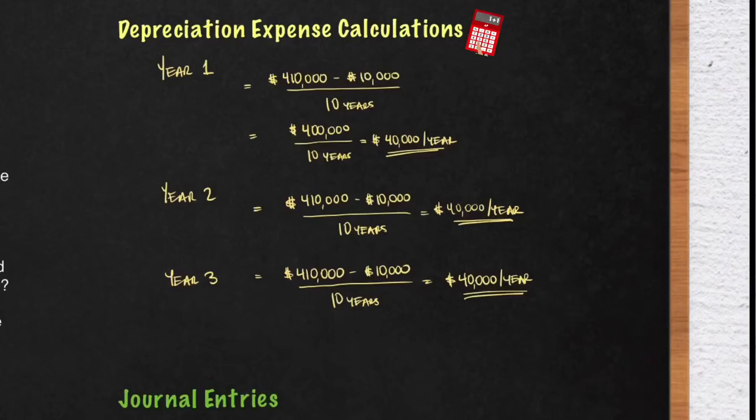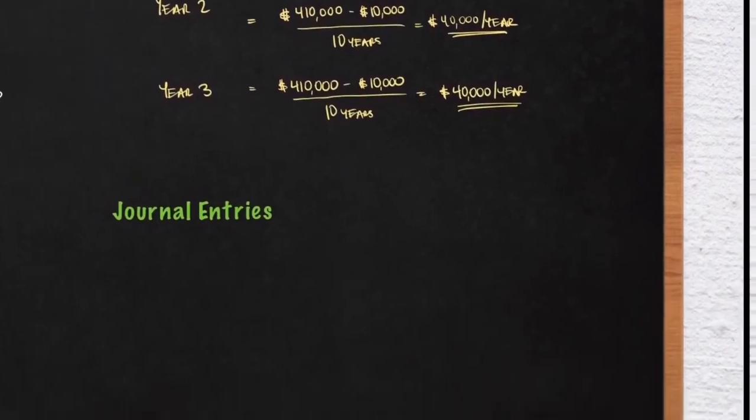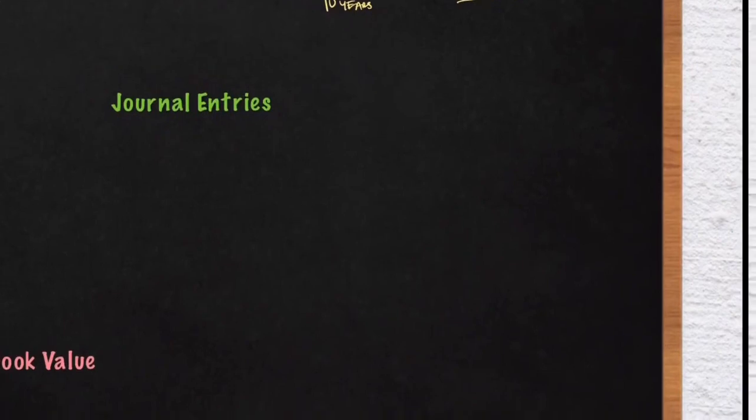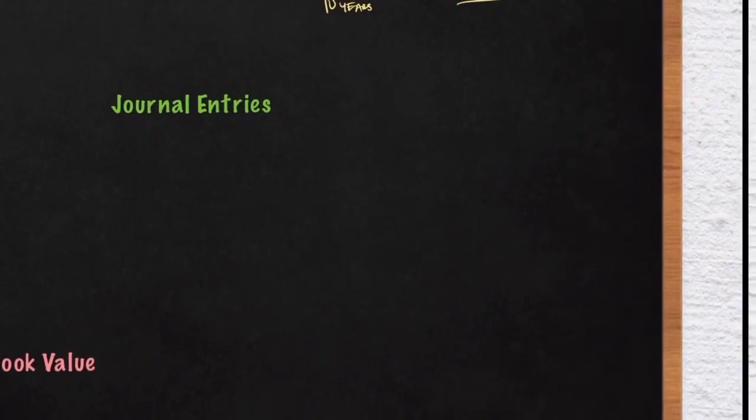I'm back, and now let's do the corresponding journal entries for each year. Just like the calculations, it's very simple, as every year will be the exact same amount, and also it'll be the exact same debit and credit. So let's do year 1.